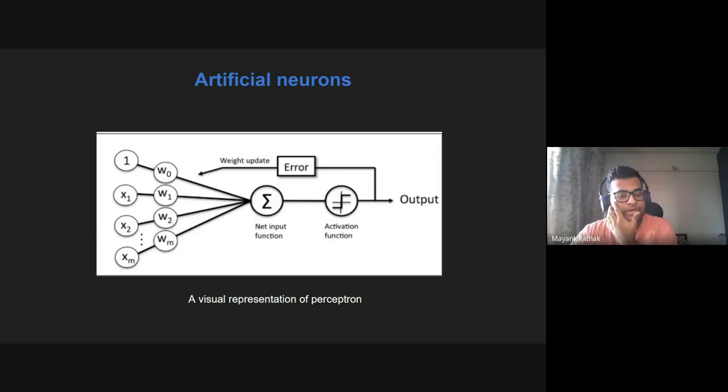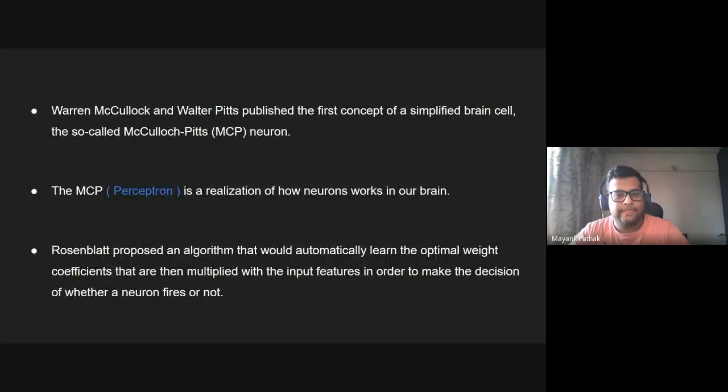So this is a representation of an artificial neuron. If you see, there are certain weights W0, W1, W2, and how these are combined with the inputs. The inputs and the weights are treated together, and the activation function gives a threshold for whether it should be fired or not, and that's how we get the output.